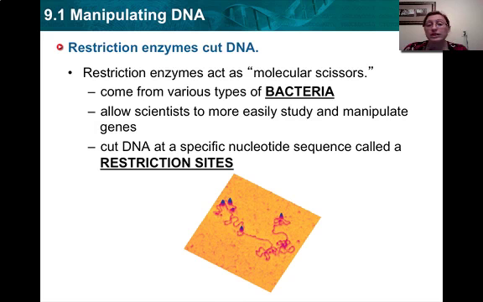We find them only in bacteria. Bacteria have these restriction enzymes as a way to protect themselves against viral DNA that is injected into them. They cut up the DNA before it can do any sort of damage. No eukaryotic organisms have these, so very unique to bacteria.